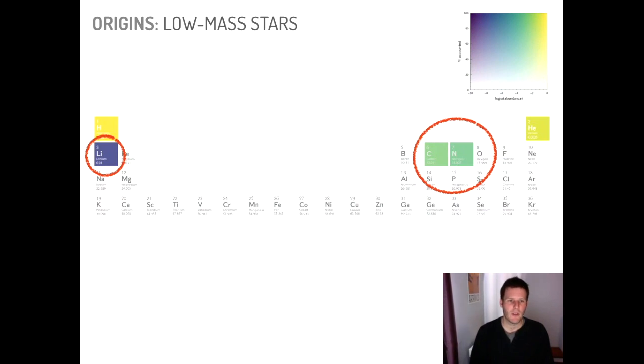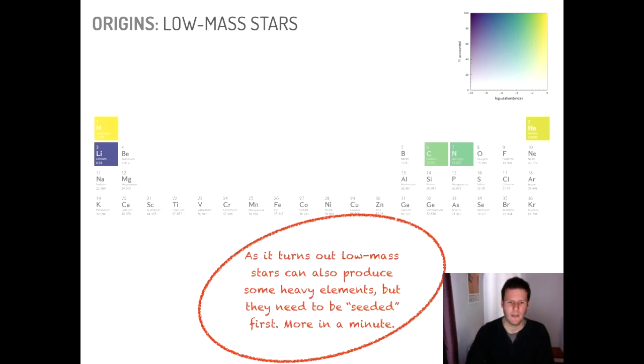Now, if we look at the contribution of these low-mass stars to the periodic table, it turns out these stars can produce large amounts of carbon and nitrogen, and also fill in the remaining lithium. But that's about it. So they don't do much else. Actually, that's not entirely true, because it turns out that low-mass stars can also produce some heavy elements, but to do this they first needed to be seeded with some existing heavy elements. I'll talk more about this in a minute.